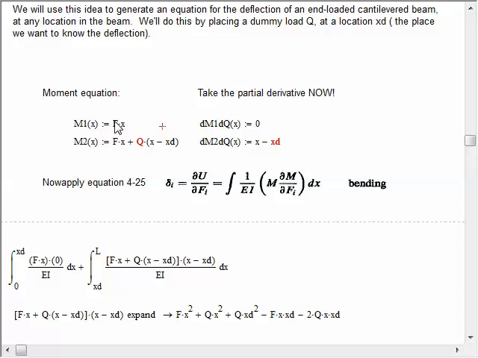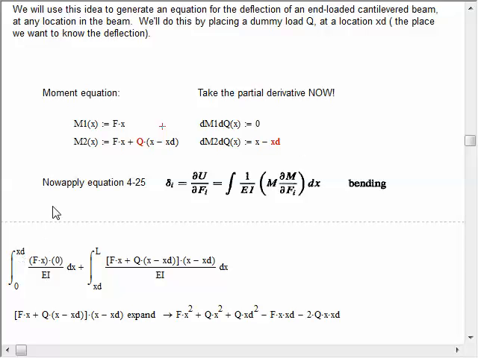The partial of M1, which is F times X, that partial of Fx with respect to Q is 0. Q doesn't appear in this moment term, so the partial is 0. I call this quantity dM1/dQ. And then the partial of this expression with respect to Q is nothing out of the first term, but the partial of Q times (X minus D) is simply X minus D.